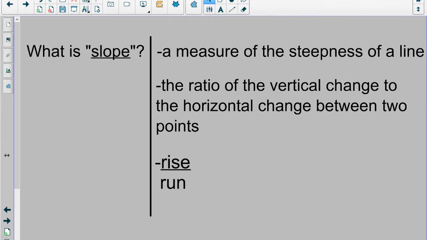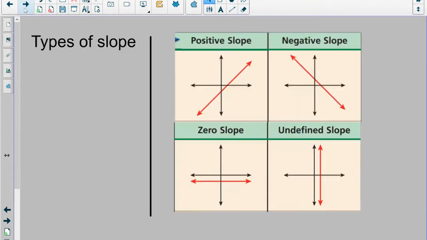To calculate that value, we use this ratio of the vertical change to the horizontal change between any 2 points on a line. You may have already heard of this as the rise over the run, where the vertical change refers to the rise and the horizontal change, or left or right, refers to the run of that line. So there's 4 different types of slope, and you can see that in the image here.